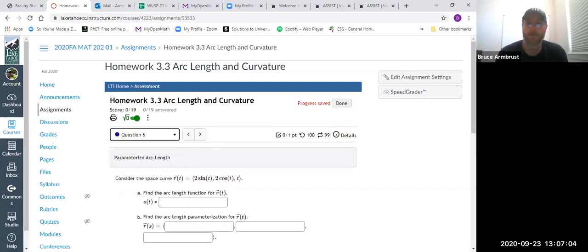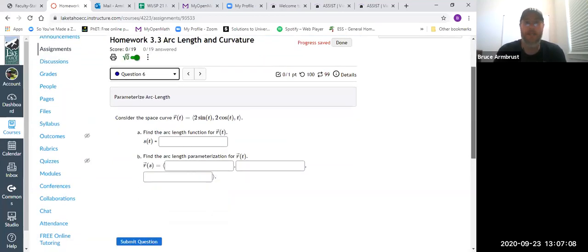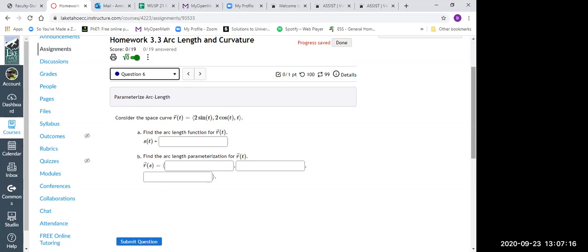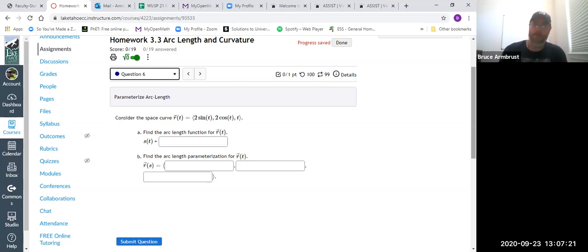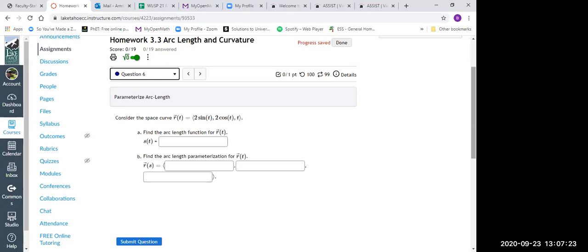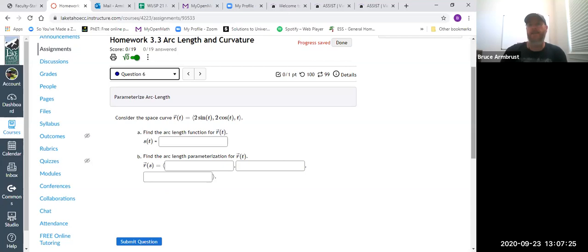So what we've got here says, consider the space curve r equals 2 sine t, 2 cosine t, t. Anybody recognize what kind of shape that is? A helix? Yeah, that's just a helix. What's the 2 do? It's the radius, right? Yeah, that's exactly right. So it just made it a helix. It's got a bigger radius than the unit circle. So we've seen things like this. This is just a bigger helix.